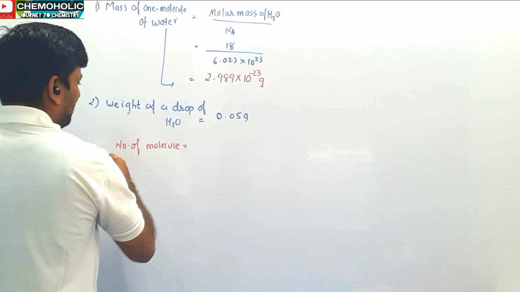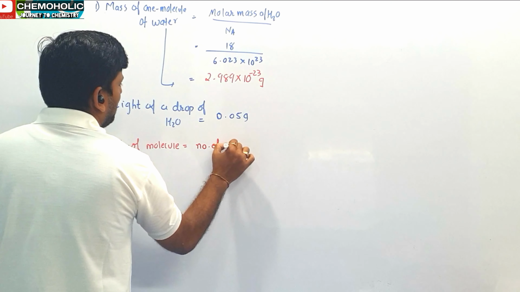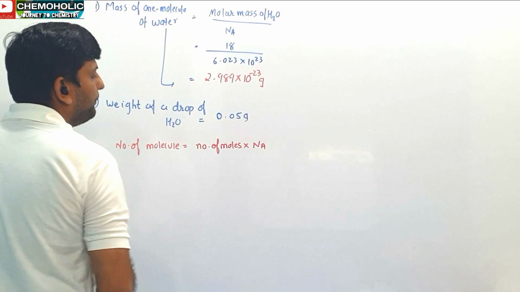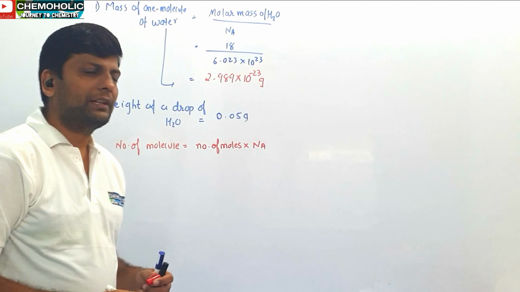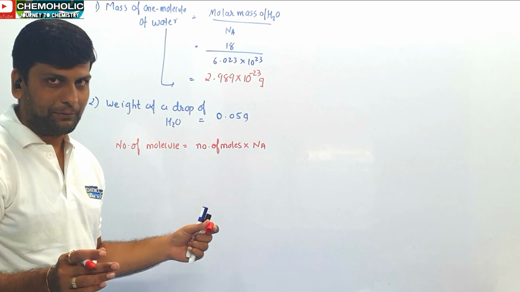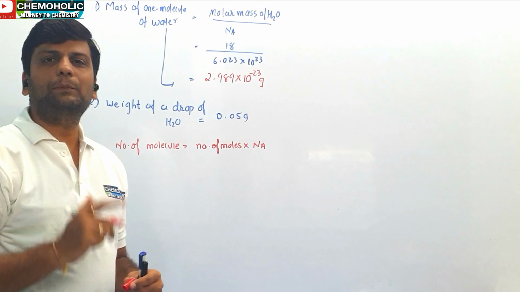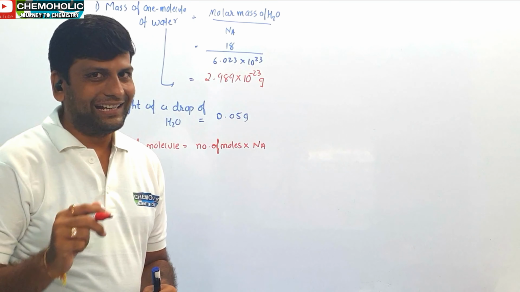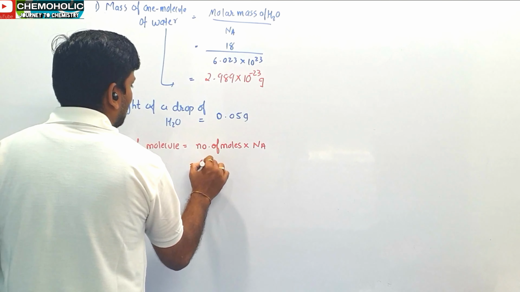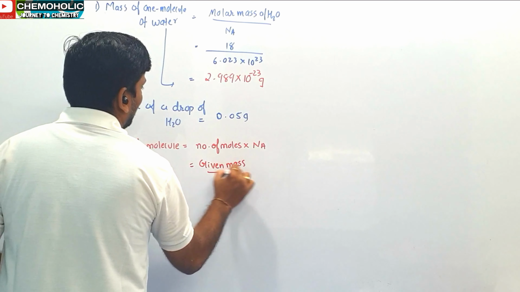So, to find the number of molecules, the formula is number of moles multiplied by Avogadro number. Now, we don't know the number of moles because mass is given, not the number of moles. How to find the number of moles? That is one more formula, and it is given mass divided by molar mass.